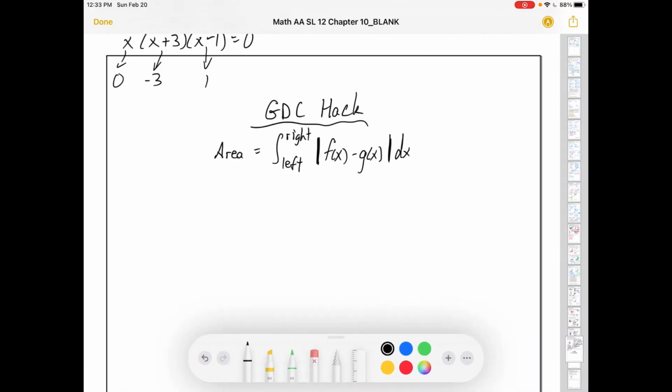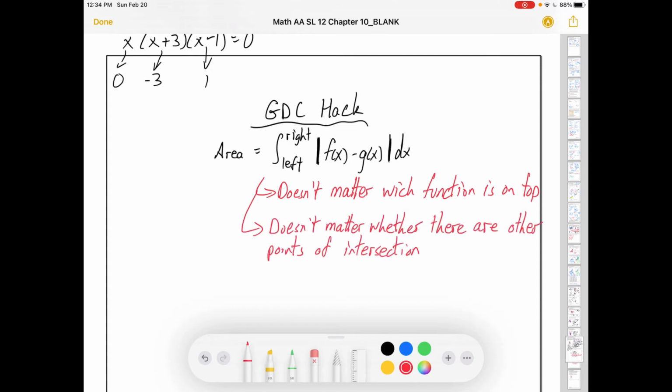Now here comes a beautiful GDC hack. If you want the area, you can always go from left to right on the absolute value of one function minus the other. And the left and right are going to be the furthest left and right. We don't care about any points of intersection in between. So in this technique, if you use those absolute values, it doesn't matter which function is on top, and it doesn't matter whether there are other points of intersection.